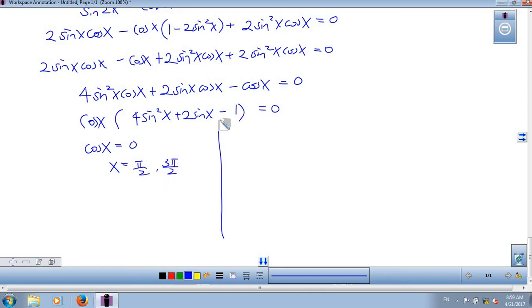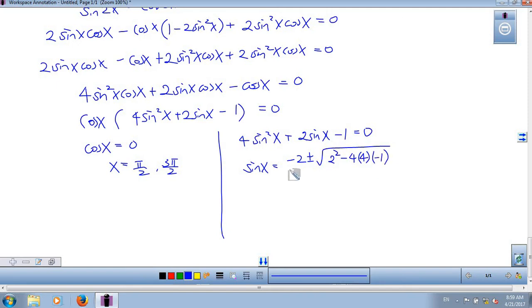Alright, and so the rest of it is 4 sine squared x plus 2 sine x minus 1 equal to 0. Let's use the quadratic formula to solve it, because I don't think this is factorable. 4 and 1 cannot make a 2 here. So we use sine x equal to negative b, so negative 2, plus or minus the square root of b squared, which is 2 squared, minus 4 times a, where a is 4, and c is negative 1, divided by 2a.